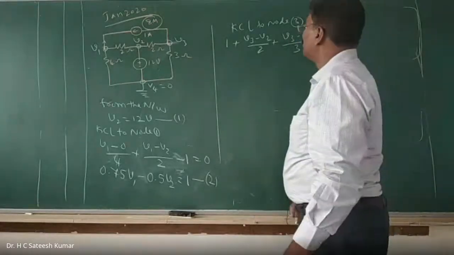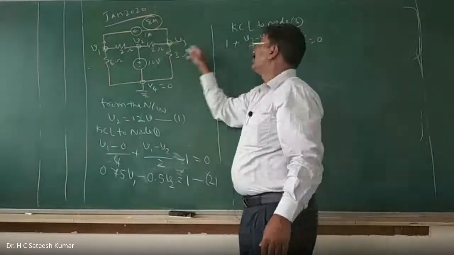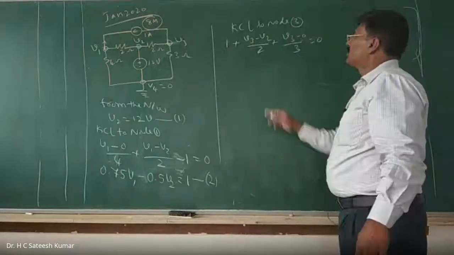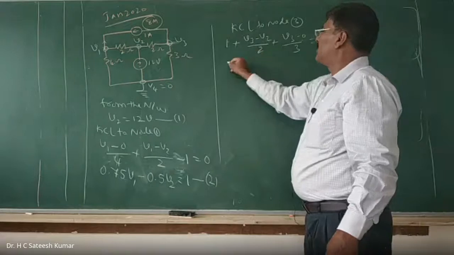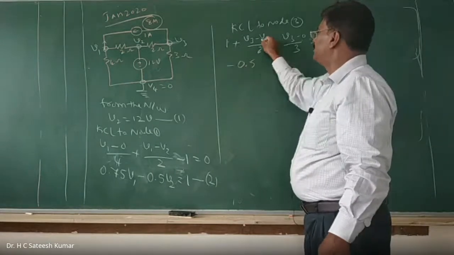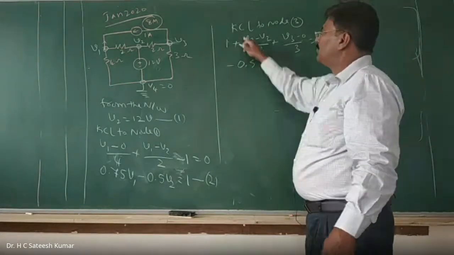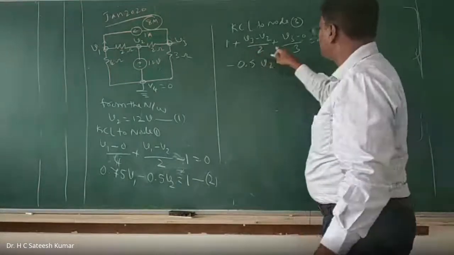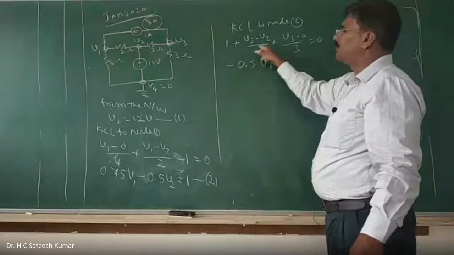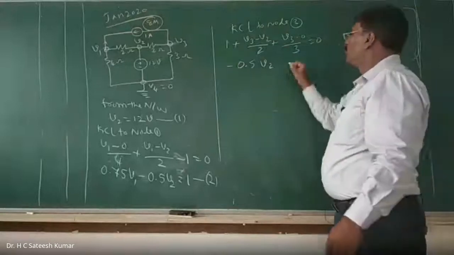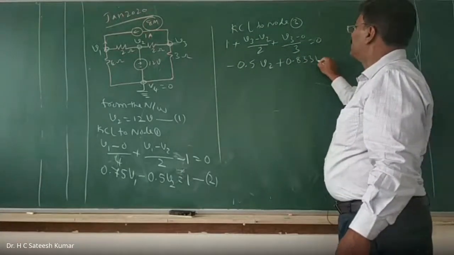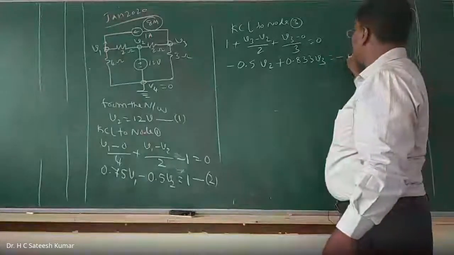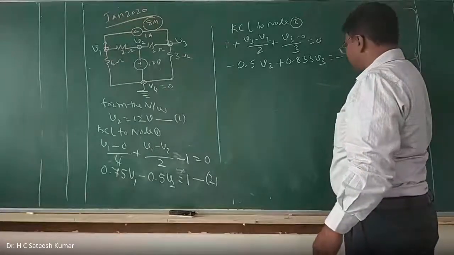Now, we have 3 terms. We got it: 1, 2, 3. What about V1? V1 we don't have. Then the V2 coefficient: minus 1 by 2, minus 0.5 V2. The V3 coefficient: 1 by 2 is 0.5, 1 by 3 is 0.33. 0.5 plus 0.33 is 0.833. 0.833 V3 is equal to minus 1. All this is equation number 3.